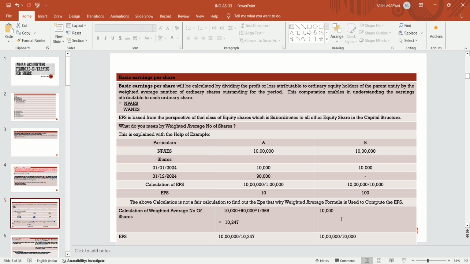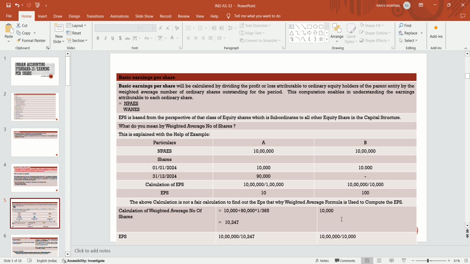So 10,000 is the opening balance; if we give the time factor on 10,000, that is into 365 divided by 365, it becomes 10,000 only. And for 90,000, we will take only one day's effect, that is 1 divided by 365. Then it gives the proper weighted average number of shares. This way weighted average number of shares is to be calculated. That is 10,000 plus 90,000 into 1 by 365, so it becomes 10,247.